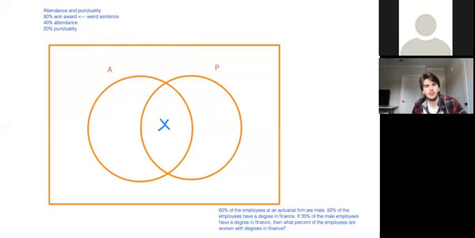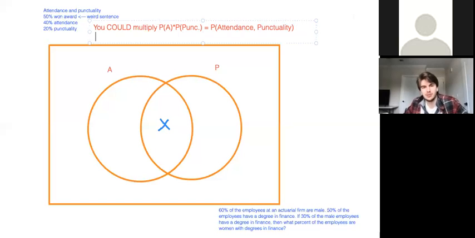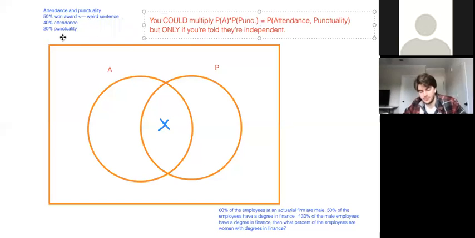There's a couple things you can do. A lot of people might be tempted to multiply these probabilities. So you could multiply the probability of attendance times the probability of punctuality to get the probability of the intersection, but only if they satisfy a certain property. You know what that property is? Is it independence? Yes, correct. But only if you're told they're independent. Were you told anywhere in this problem they were independent? No. So multiplying these two probabilities here will not do the trick.